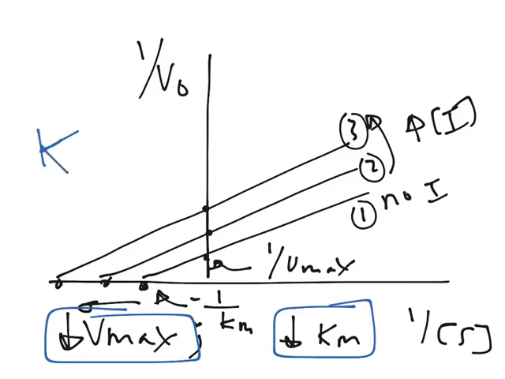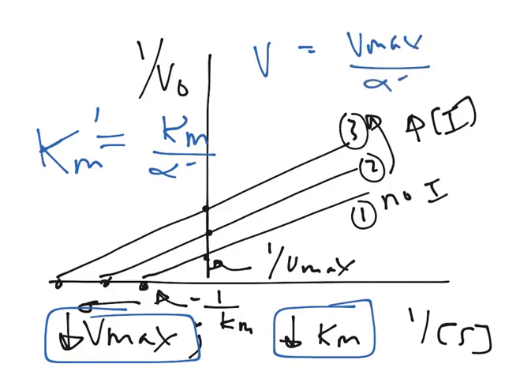So the new Km prime, the new modified value of Km, is the original enzyme's Km divided by alpha prime, where again, alpha prime depends on the concentration of inhibitor and the dissociation constant Ki for that particular inhibitor from the enzyme substrate complex. We can also show that the maximum velocity gets modified by that alpha prime term.